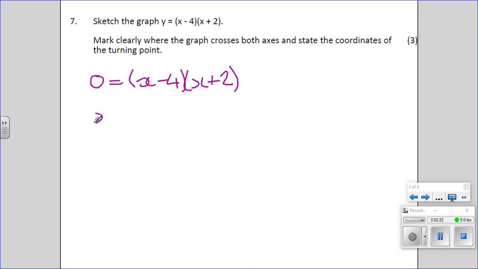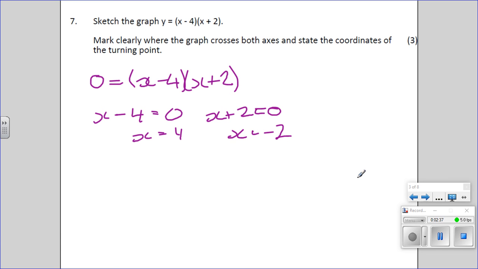So that means that x minus 4 equals 0, and x plus 2 equals 0. Then we get that x is 4, and x is negative 2. And these are the two roots of my quadratic.